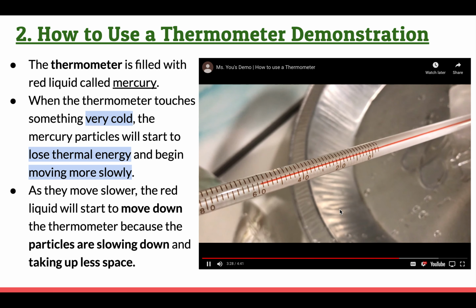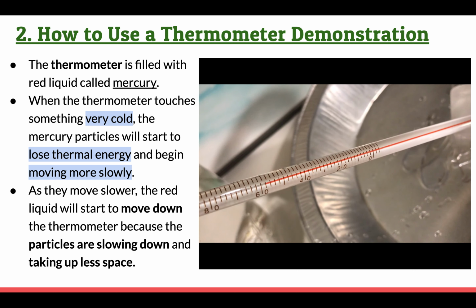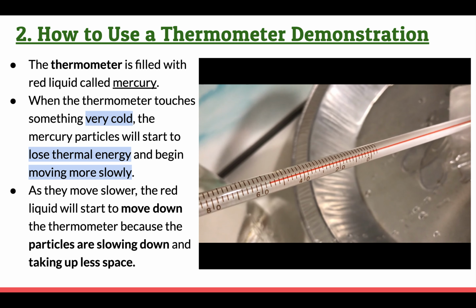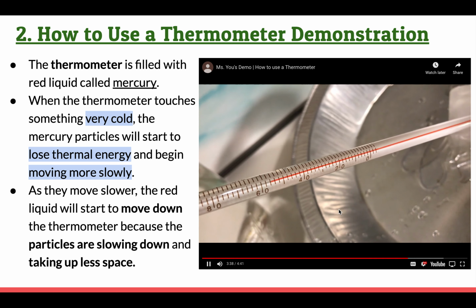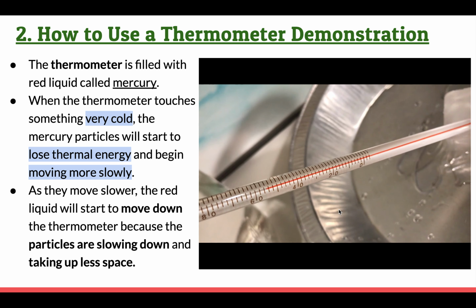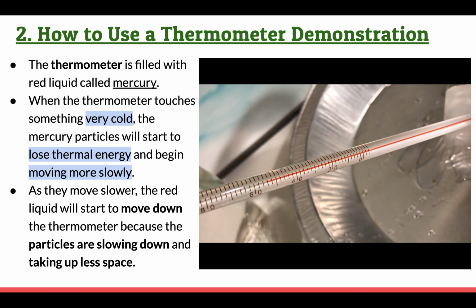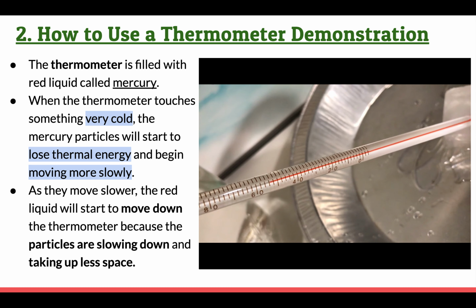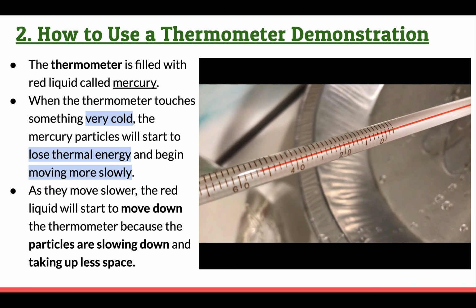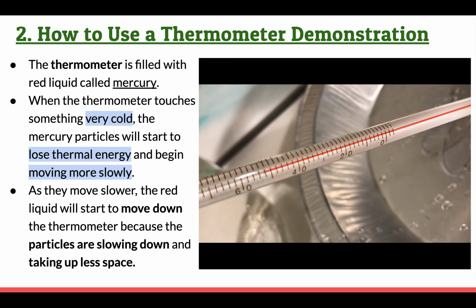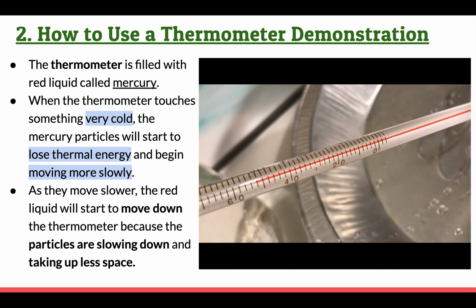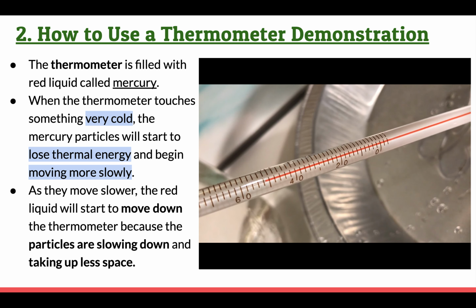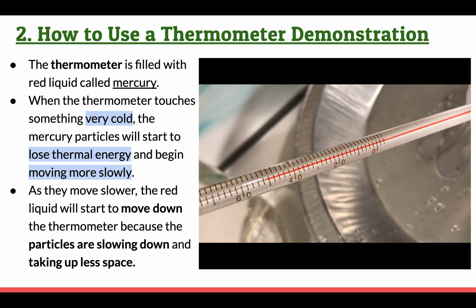So it's still starting to drop more. It's slowing down a little bit. The particles in the mercury, the red line, are losing thermal energy, so they have less kinetic energy. So the mercury is taking up less space inside of our thermometer. All right, it looks like it's about to stop moving. So right now, the temperature we're going to say is around 50 degrees. So when it stops right there, that's going to be around 50 degrees.